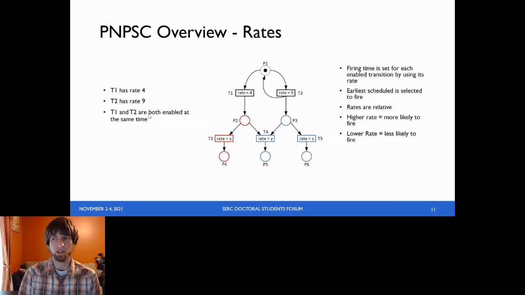In original Petri nets, if two transitions were enabled at the same time, one of the transitions would arbitrarily be chosen to fire first. So in this diagram, we have a case where T1 and T2 are enabled at the same time. In a PMPSC net, we use fire rates in a stochastic process to choose the transition that's going to fire. The fire rates are relative, so the higher the rate, the more likely a transition is to fire. In the example below, T2 is more likely to fire than T1 because its fire rate is more than double that of T1.